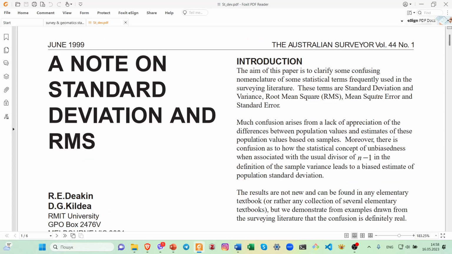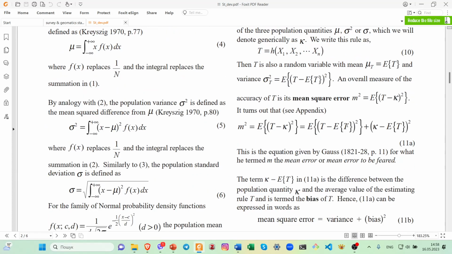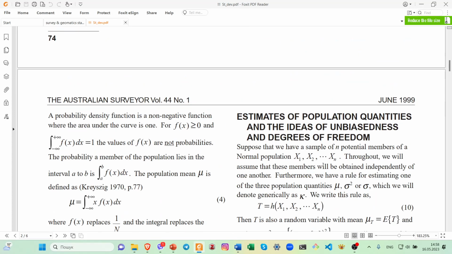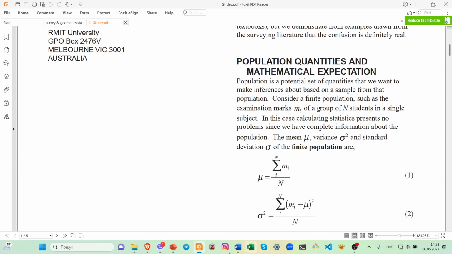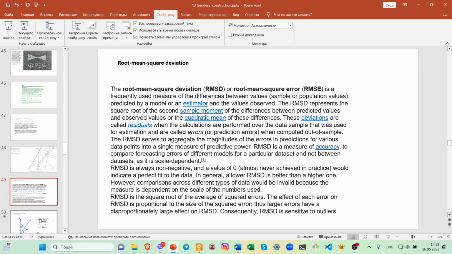standard deviation and root mean square. Here you can see all the formulas and so on.